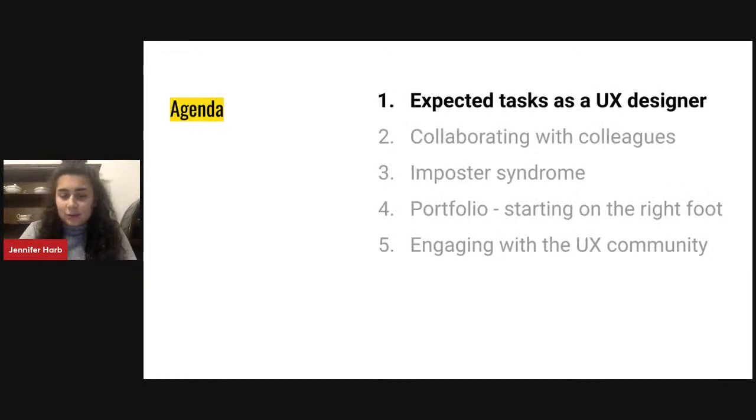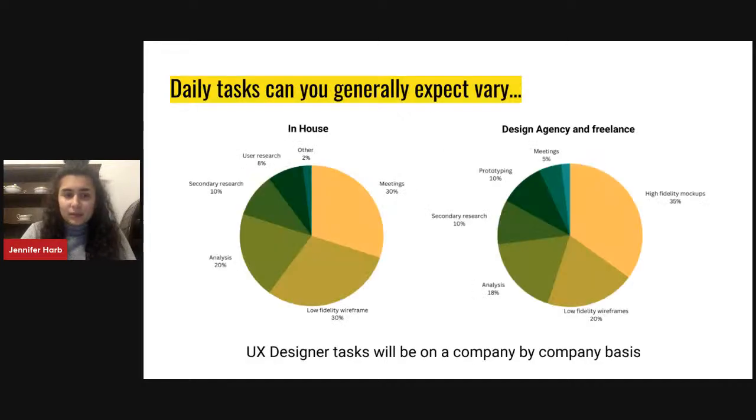Expected tasks as a UX designer. Daily tasks can generally vary a lot from company to company, because if you're a UX designer in one company, don't really expect to have the same tasks as a UX designer in another company.